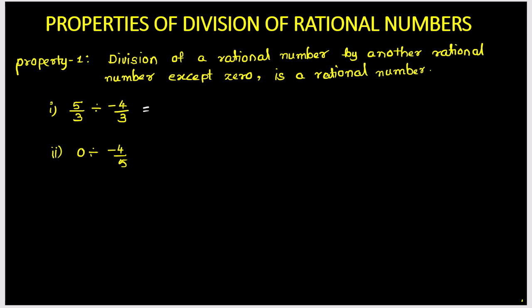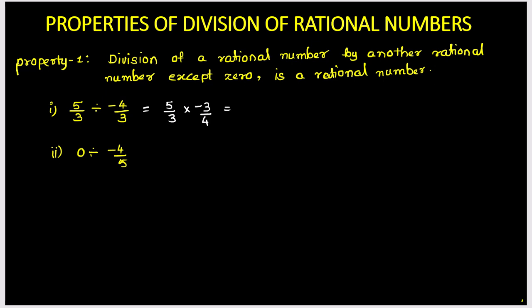So 5 by 3 divided by minus 4 by 3. Already you learned the method of division. What do we have to do? For the second rational number, we have to write the reciprocal of it. So 5 by 3 we write as it is. Dividing by minus 4 by 3 is nothing but multiplying by its reciprocal. What is the reciprocal of minus 4 by 3? That is minus 3 by 4.